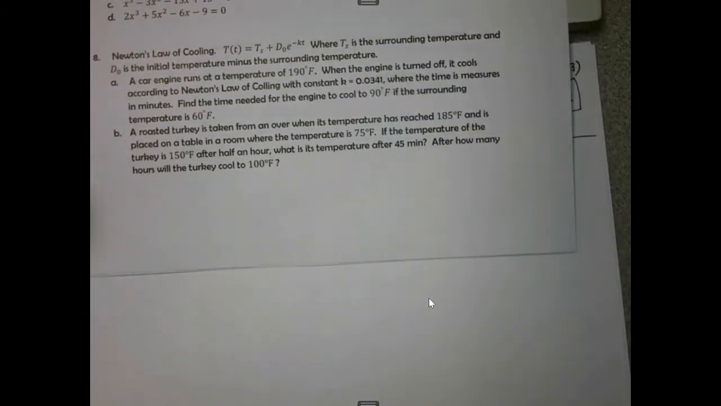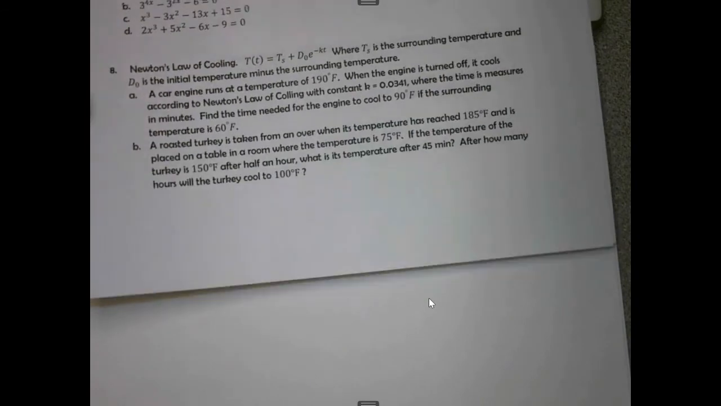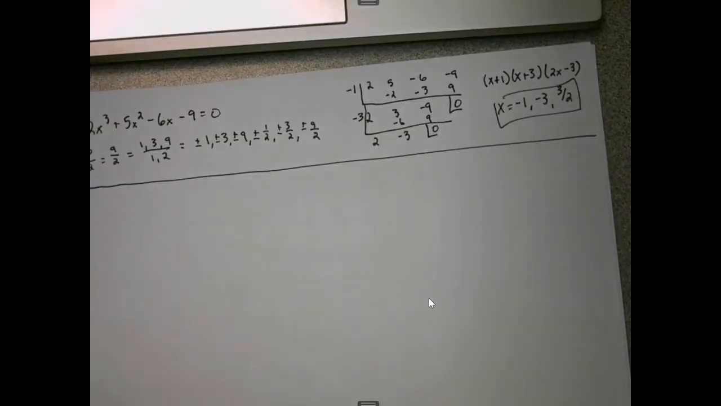So it says a car engine runs at a temperature of 190 degrees Fahrenheit. When the engine is turned off, it cools according to Newton's law of cooling, with a constant of K equal 0.0341, where the time is measured in minutes. Find the time needed for the engine to cool to 90 degrees Fahrenheit if the surrounding temperature is 60 degrees Fahrenheit. Okay, so we have this formula.